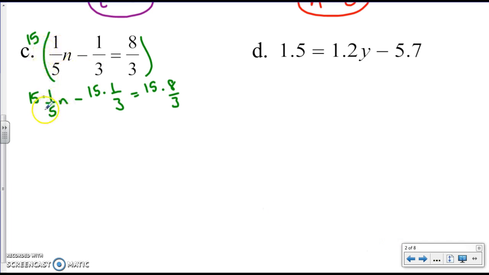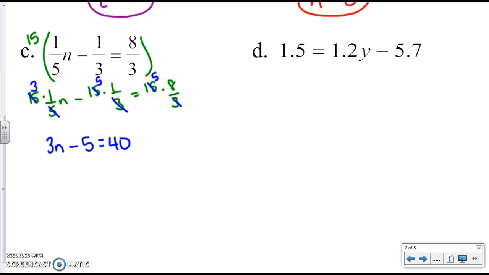So if I can simplify this, 5 goes into 15 3 times. So it's pretty easy now. 3 times 1n is 3n. In the second part, 3 goes into 15 5 times. So 5 times 1 is 5. And then the last one, 3 goes into 15 5 times again, but 5 times 8 this time is 40.